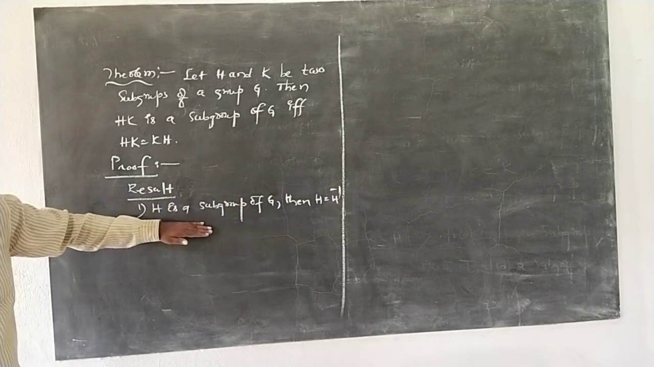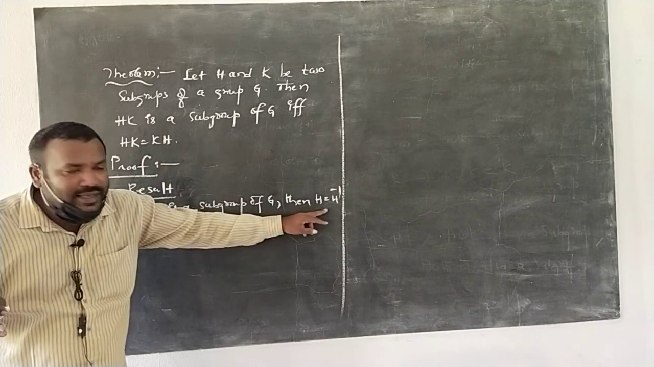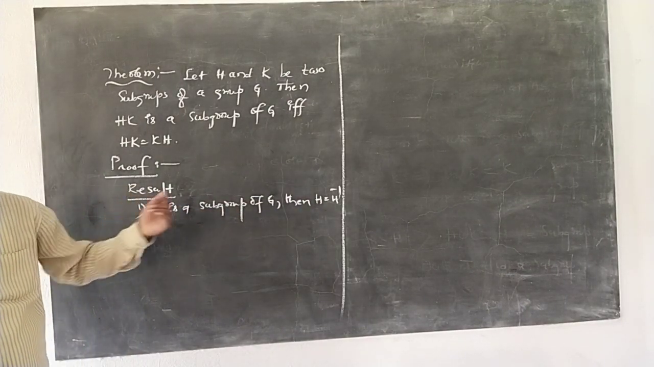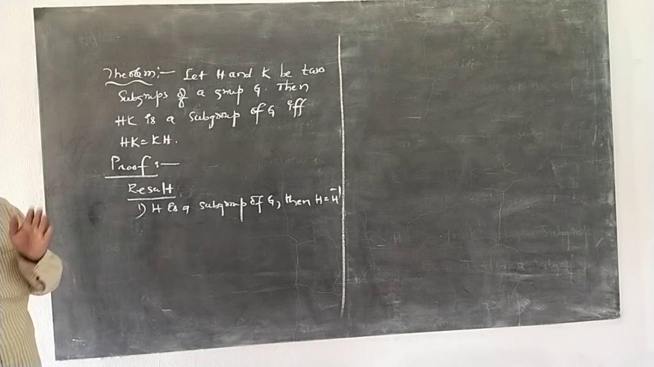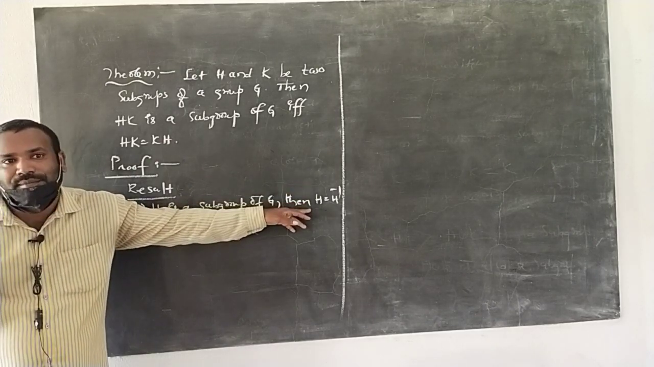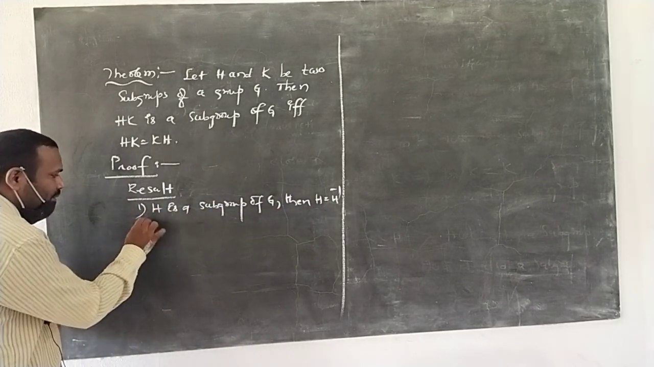It is a necessary condition only, but not sufficient. Sufficient part is not true. What is the sufficient part? If H equal to H inverse, then H need not be a subgroup. It is not if and only if type. Only the necessary part is correct. If H is a subgroup, then this is okay. The converse is not true.